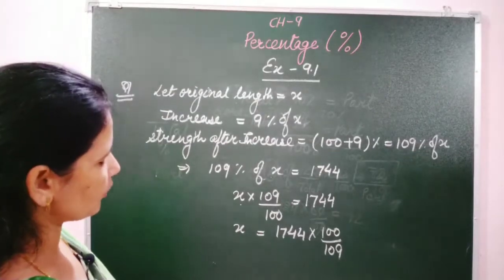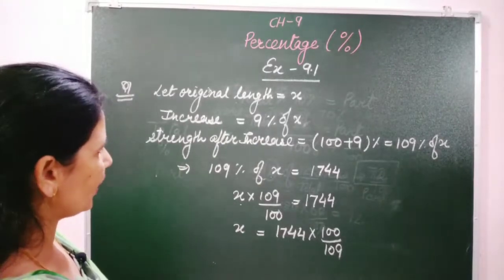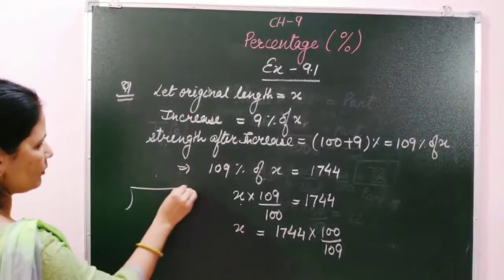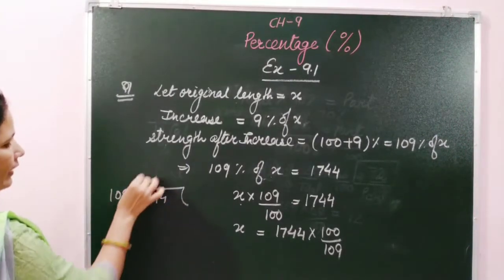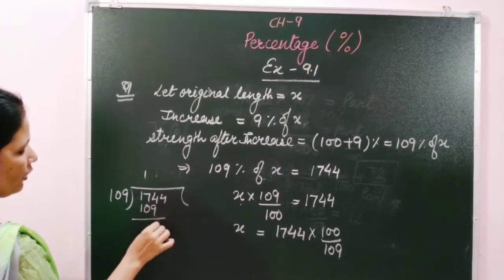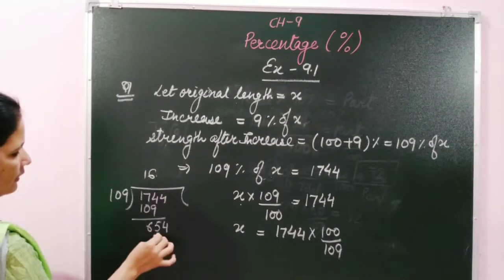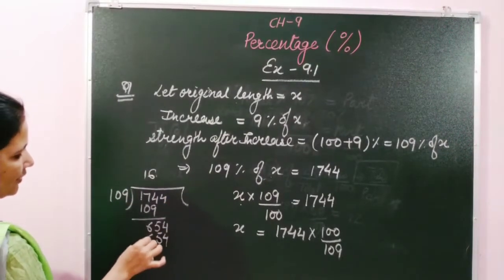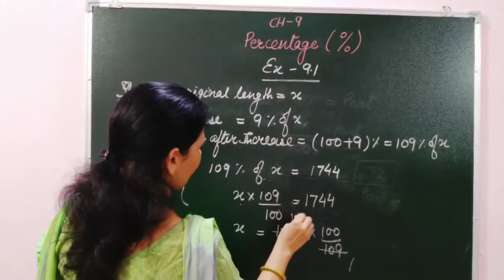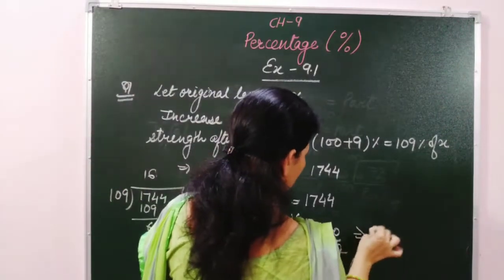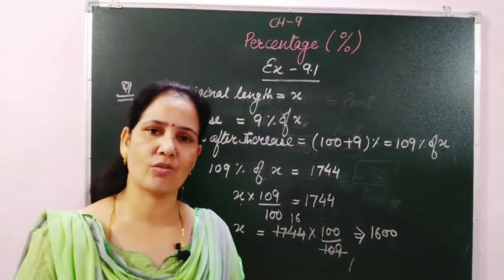So by which number is it possible? In the 109 table, it is possible to divide 1744. 109 1 ja 109, 174 minus 109 is 65, and 4 down makes 654. Then 109 6 ja 654. So 109 times 16. The 16 multiplied with the 100. The total strength of the school is 1600.